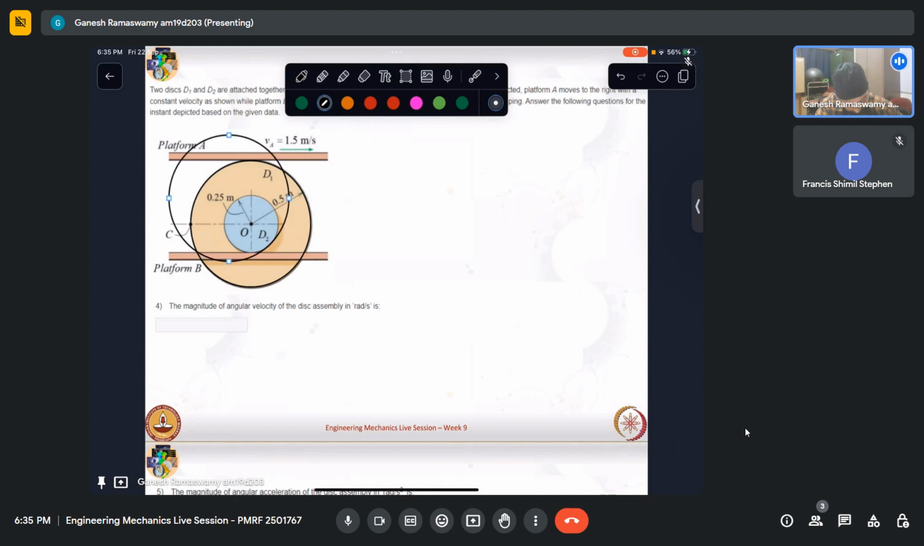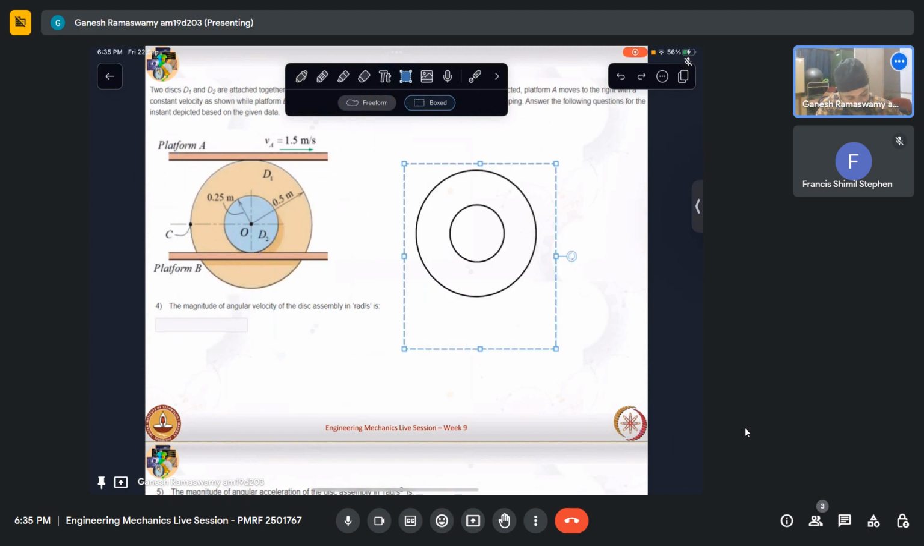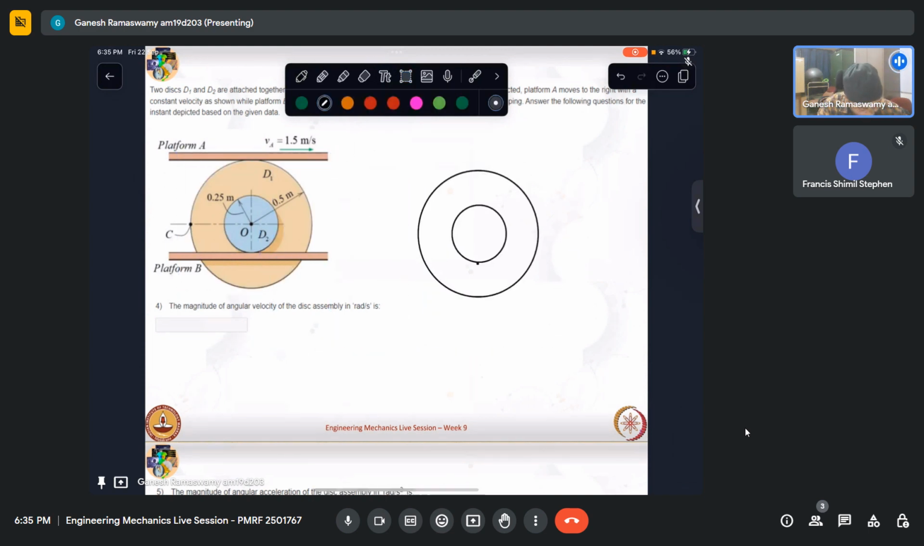And then I have another smaller one like that. And these are fused together as one unit. Now, if I were to take it here, what do I know? That at this point, the velocity is 1.5 meters per second to the right. I know that. That is given.